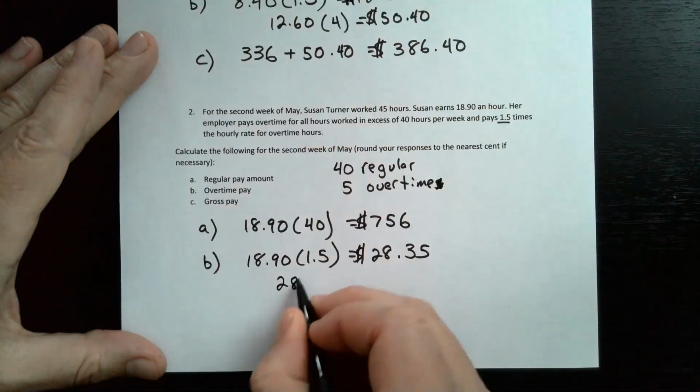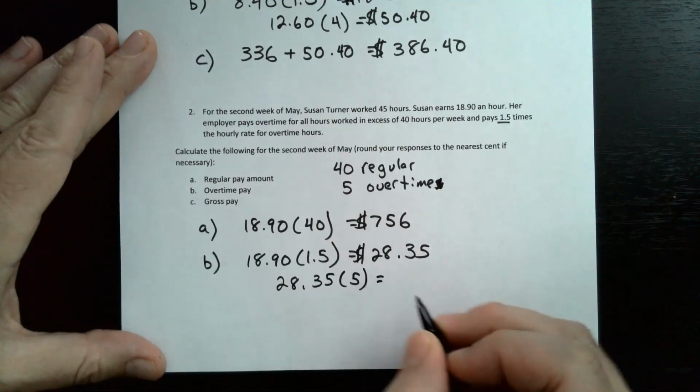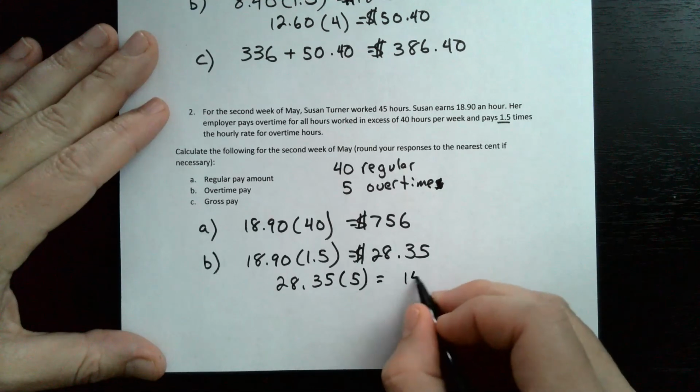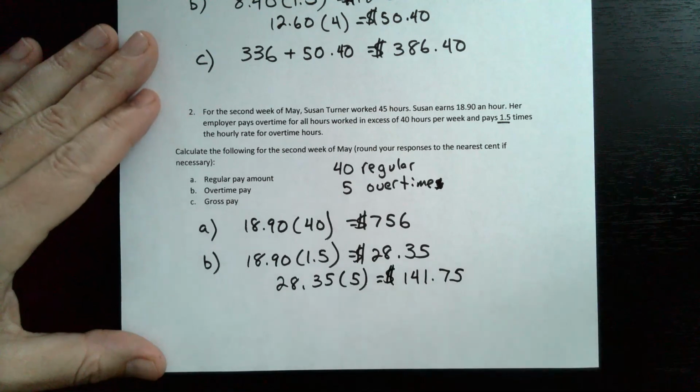We know that she worked 5 overtime hours at this rate. So 28.35 times 5 is equal to $141.75. So that answers B, overtime pay.